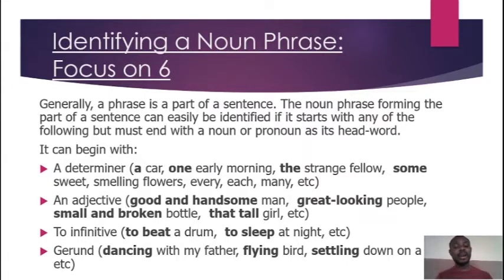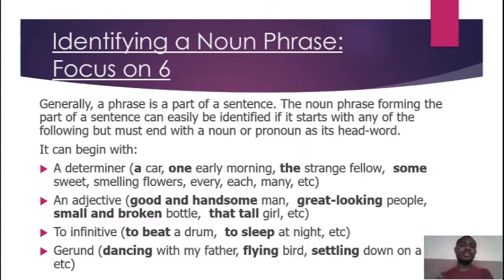Now, you can look at a car. Car is a noun, a is a determiner from the article class. One early morning. When you look at one early morning, you're looking at one as a determiner and morning as the noun. Again, look at some sweet smelly flowers. Now look at it, some is a determiner, a quantifier, because it deals with numbers. And then you look at the end of that expression, flowers, which is a noun. All right, so other determiners could include every, each, many.